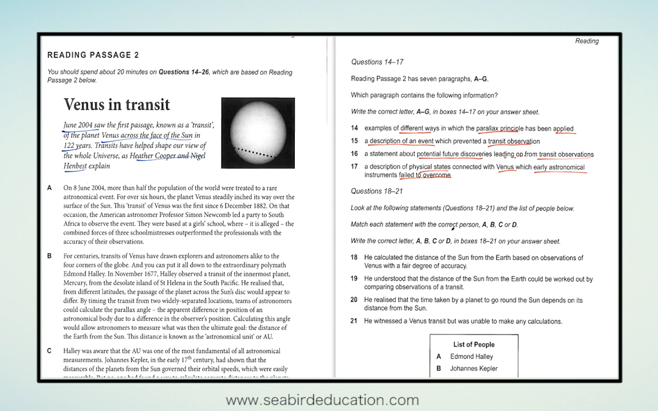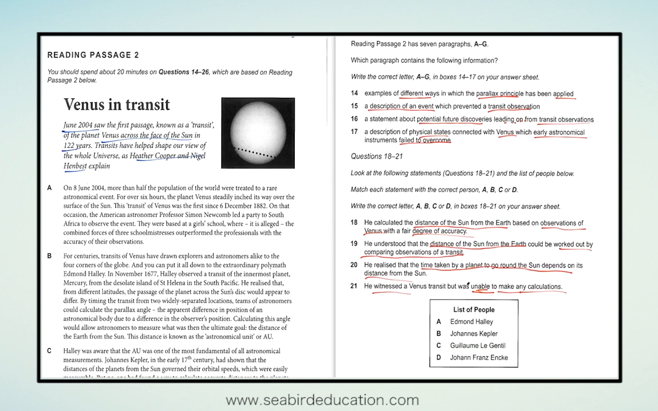Okay, let's have a look at these. Distance of the Sun from the Earth. Observations of Venus, ready to be accurately right. And so the distance could be worked out by comparing observations. Comparing observations of transit distance. Okay, here is the Sun. Time taken by a planet around the Sun depends on its distance. Good, he would miss his transport. Unable to make any calculations. Good, missed it, but couldn't make any calculations.